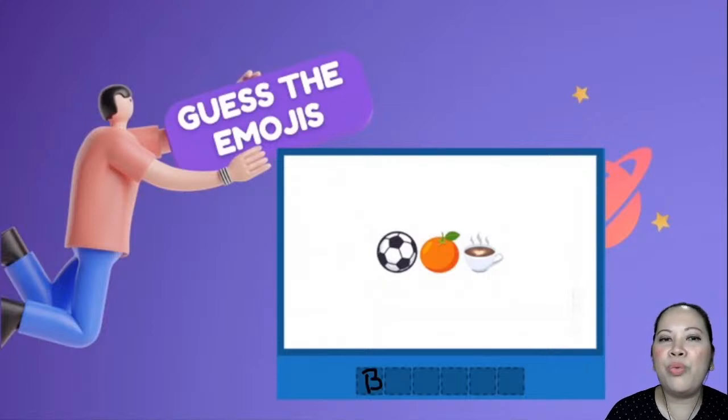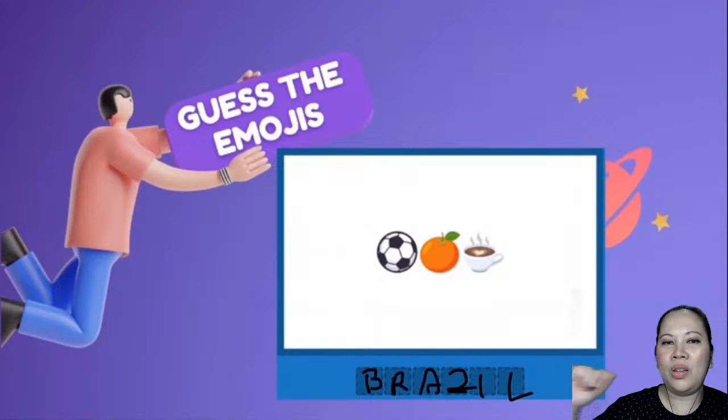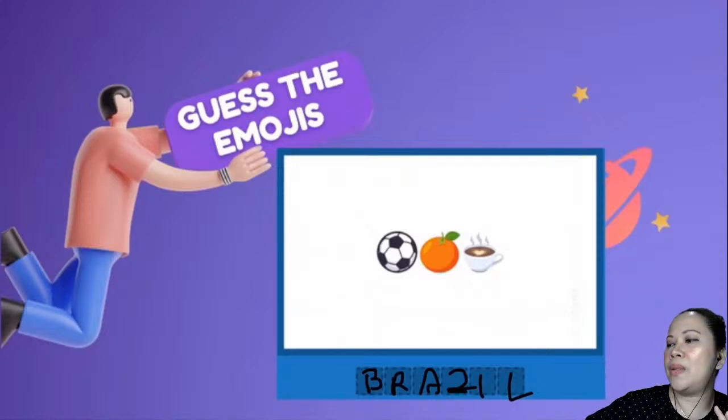They are the hosts of one of the Olympics. And they are very known for their football or soccer. Yes, that is right. Brazil. Yes, that is correct. So, Punini, you got 2 points. Maha Blanca, you got 3 points. Well done. Let's proceed with the next.